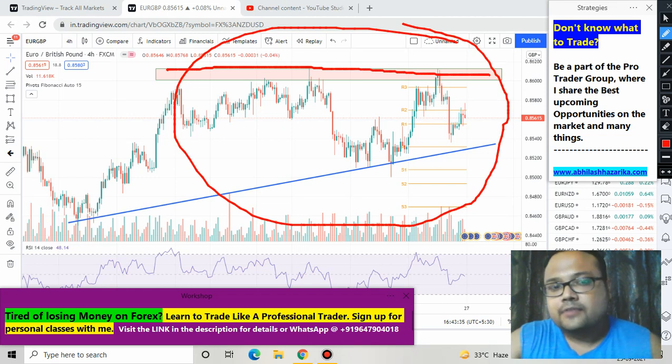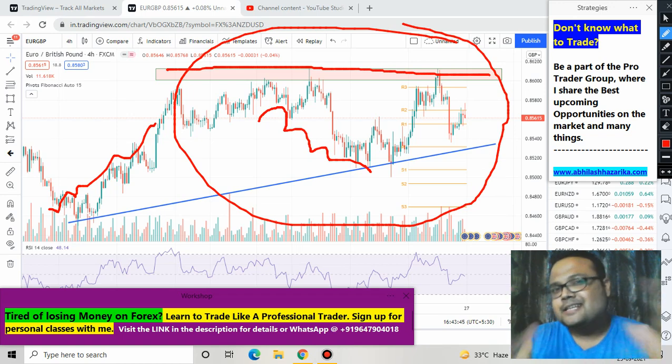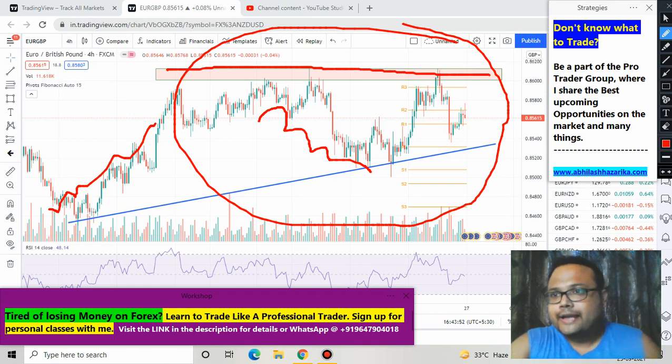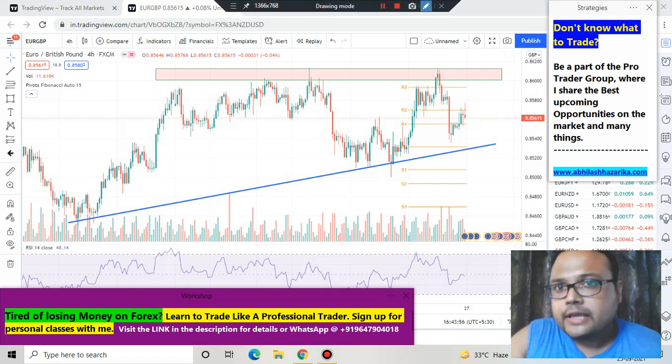For example, if a market is under the dominance of buyers, then the market is in uptrend. If a market is under the dominance of sellers, then the market is in downtrend. But when the number of buyers and sellers are almost equal, we get a market like this. Clear? Okay. So the next important thing is finding out the area of value.